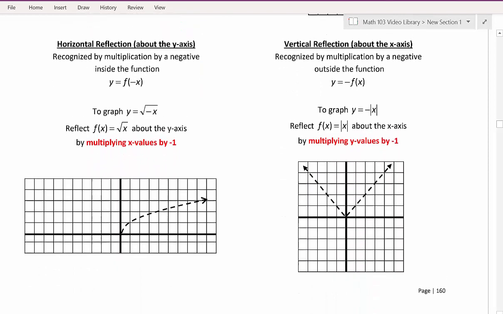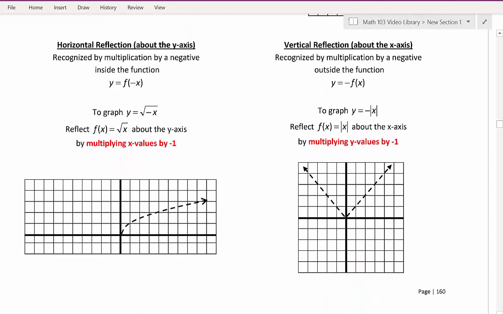Our next two rigid transformations are reflections. First, a horizontal reflection. This is a reflection about the y-axis because it's going to flip side to side. We recognize that a horizontal reflection is going to occur by having multiplication by a negative inside the function. So you're going to need multiplication by a negative inside the absolute value, inside the square root, inside the parentheses, right in front of the x.